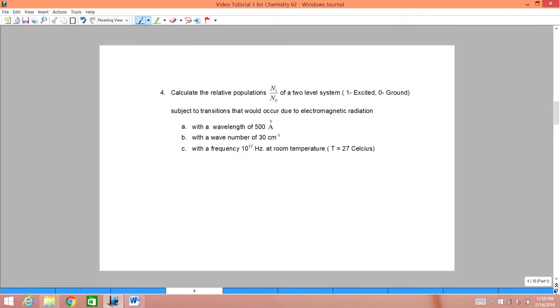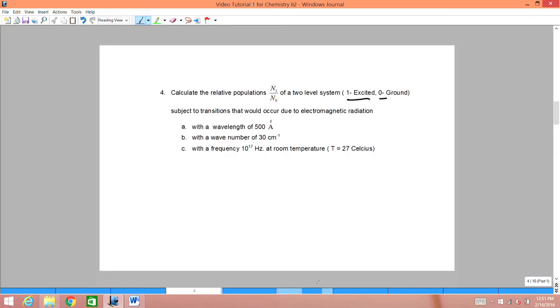The next problem talks about the relative populations of molecules in a 2-level system. This is a model. The level 1 is called the excited state and the level 0 is called the ground state, and N1 corresponds to the number of molecules in the excited state, and N0 corresponds to the number of molecules in the ground state.